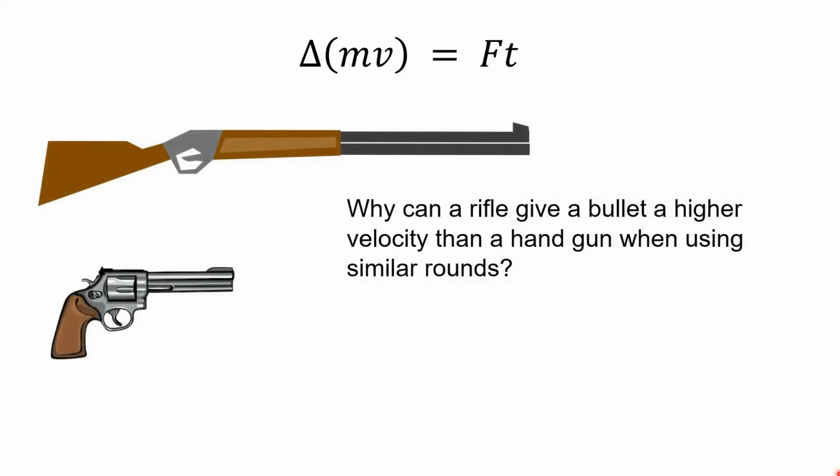Here's another application of this force-impulse relationship. I'm showing a rifle and a handgun. Rifles and handguns can be made to shoot the same type of ammunition. When you do that, the rifle always gives a higher muzzle velocity than the handgun. That's the speed the bullet has when it actually leaves the barrel. So why do you think that is? See if you can think about why a rifle would result in a higher velocity bullet than a handgun, assuming they have similar rounds.